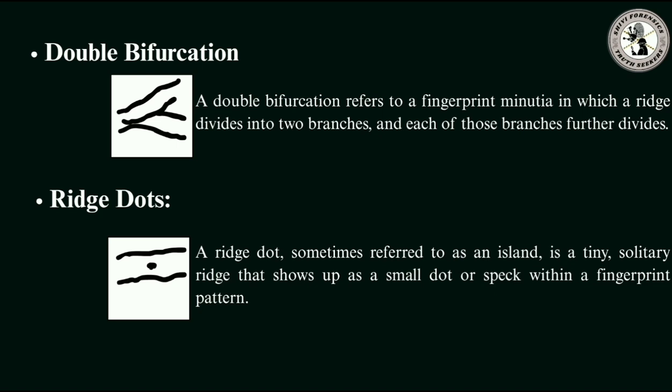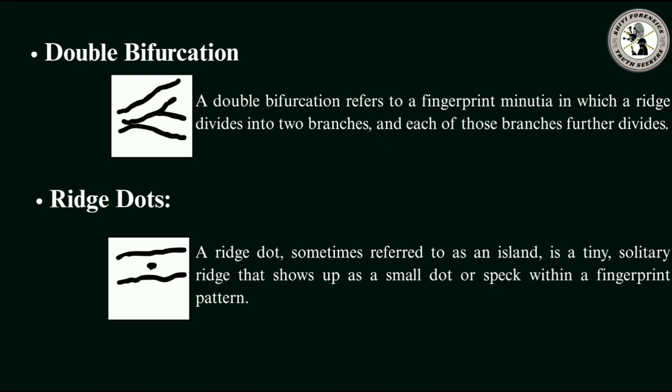Next one is dot. A dot is a very short isolated ridge, often circular or oval in shape, also known as an island. It appears between two longer ridges and adds subtle but specific information during matching.